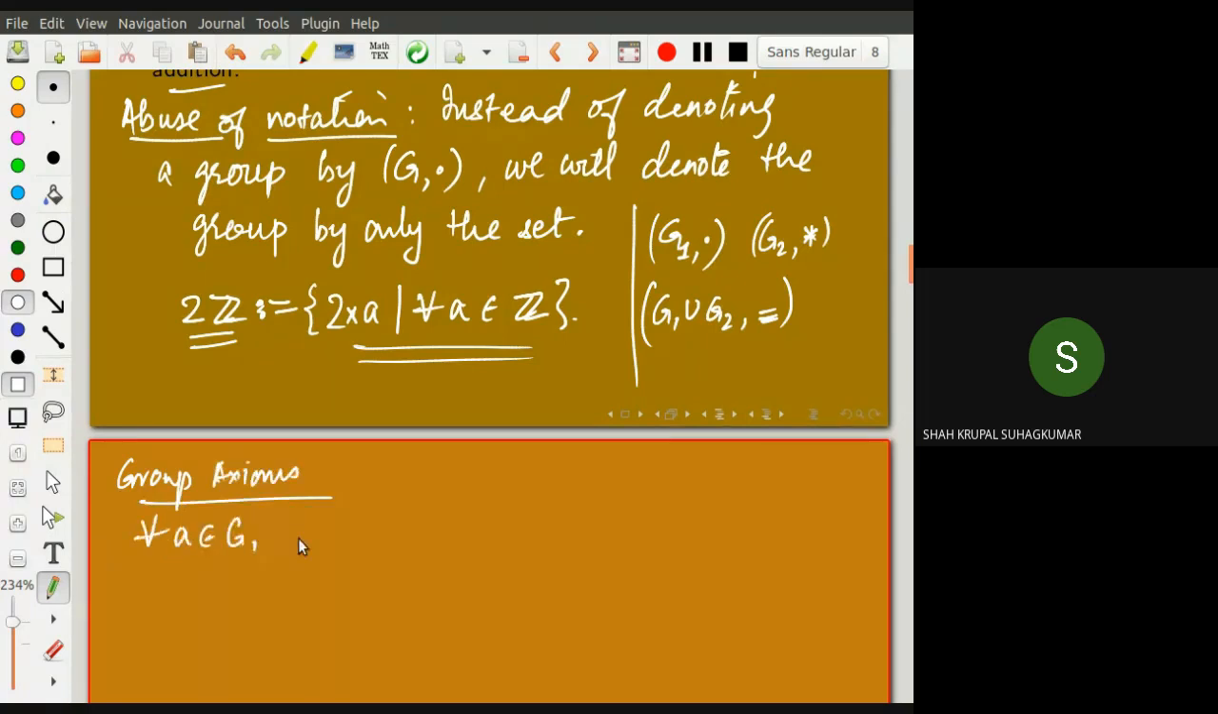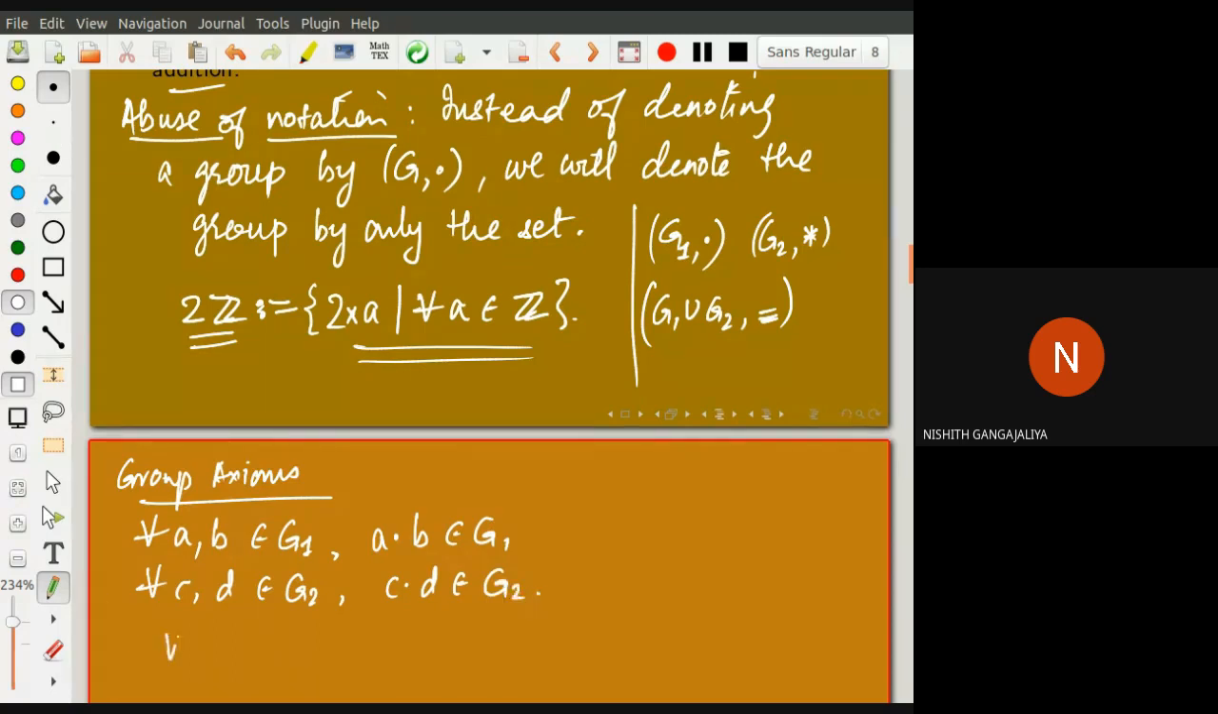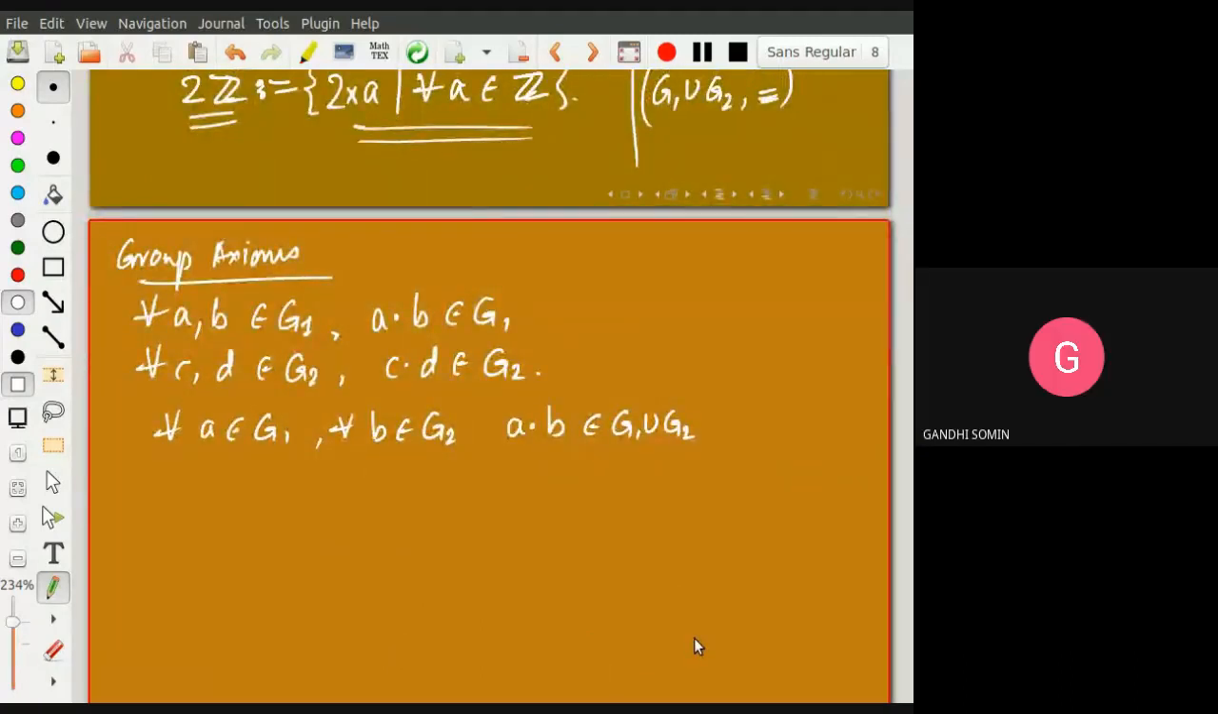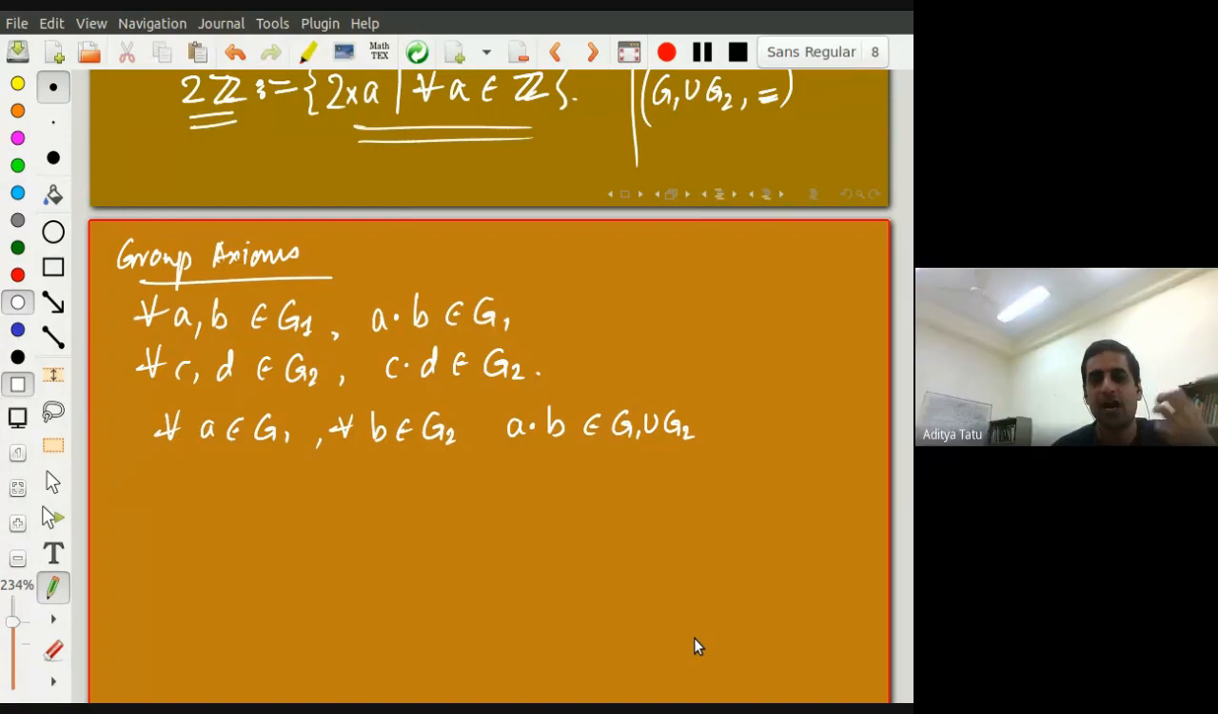But it will not satisfy the closure property: if you take any element from one group and do a binary operation with an element from the other group, then the result may be outside both the groups. Right, sir. But what about for all A in G1 and for all B in G2? Can you say that this always belongs to G1 union G2? It depends on the groups G1 and G2. Exactly. Arbitrarily, yes, sir.